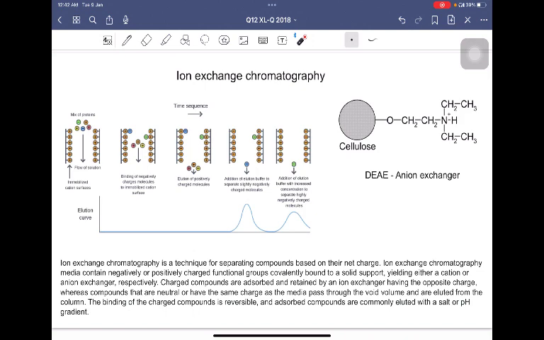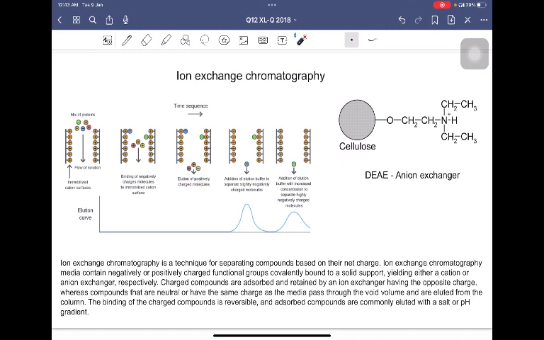So basically, it is a technique for separating compounds based on their net charge. Ion exchange chromatography media contain negatively or positively charged functional groups covalently bound to a solid support, either yielding a cation exchanger or an anion exchanger. In an anion exchanger, the matrix is positively charged. In a cation exchanger, the matrix is negatively charged. And the charged compounds are adsorbed or retained by an ion exchanger having the opposite charge, whereas compounds that are neutral or have the same charge pass through the void volume and are eluted from the column.